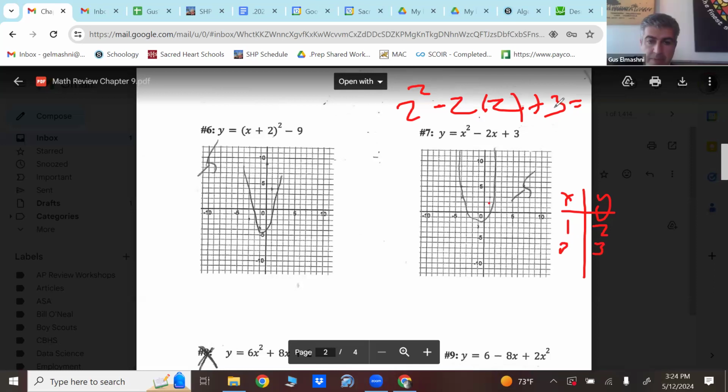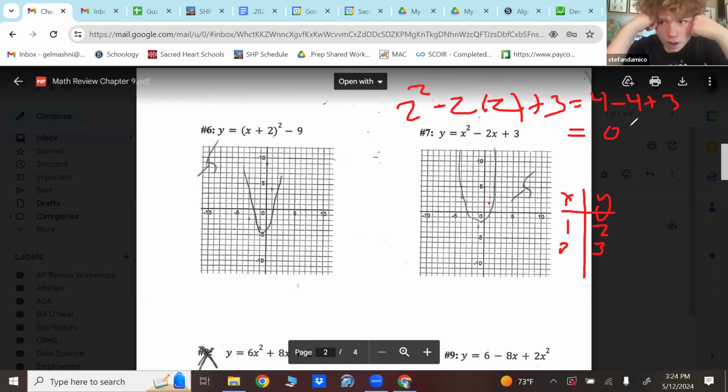Okay, let's do it step by step. What's 2 squared? 4. 2 times 2? 4. Okay, now let's go left to right. What's 4 minus 4? 0. What's 0 plus 3? 3. Okay, how are you getting 5? I'm very confused. I probably punched it wrong.